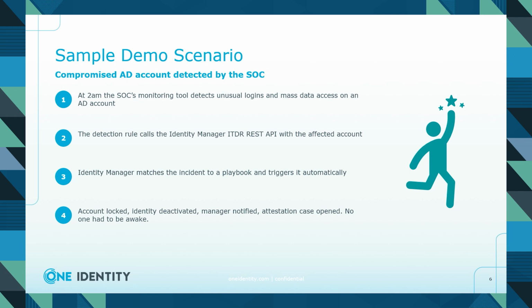In most organizations, this alert might sit in a queue until an analyst picks it up. But every minute that passes, the attacker moves further into the environment. Here, the detection rule does something different. It calls Identity Manager's ITDR API and identifies Sam's account. Identity Manager matches the incident to a playbook and triggers it automatically.